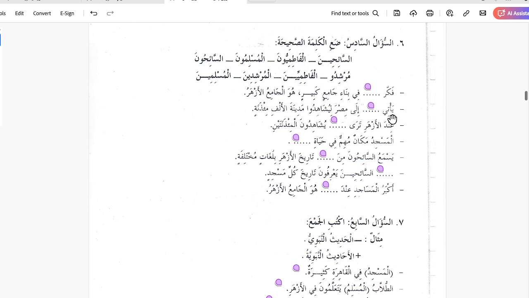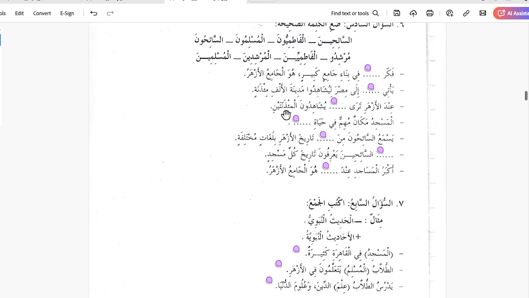Similarly, Yati, fail has come, so if we are looking for a fail, then it has to be the una form, the rafa form. So the tourists come, so we have to use Saihuna. Ayati Asaihuna ila Misra li yushahidu madinat al-alfi mizanati. So the tourists, they come to Egypt to watch the city of 1,000 minarets, which is Cairo.